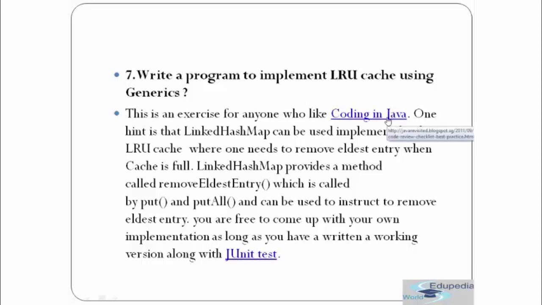If you are interested in running the whole coding exercise, here is the link. You can go through this link and see the complete code. What is an LRU cache? It's where one needs to remove the eldest entry when the cache is full. LinkedHashMap provides a method called removeEldestEntry, which is called by put and putAll and can be used to instruct it to remove the oldest entry. You are free to come up with your own implementation also.